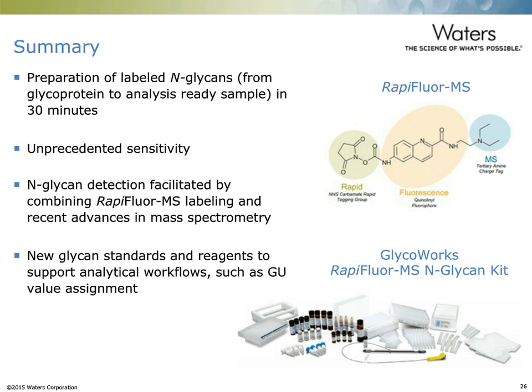So in summary, we've developed a preparation solution for labeling N-Glycans that can be done in as little as 30 minutes. This label provides unprecedented sensitivity. The important aspect of this is that not only is the fluorescence sensitivity improved, but also the mass spec sensitivity is greatly improved, making characterization and analysis easier. And Sean will talk about that coming up in terms of routine analysis.